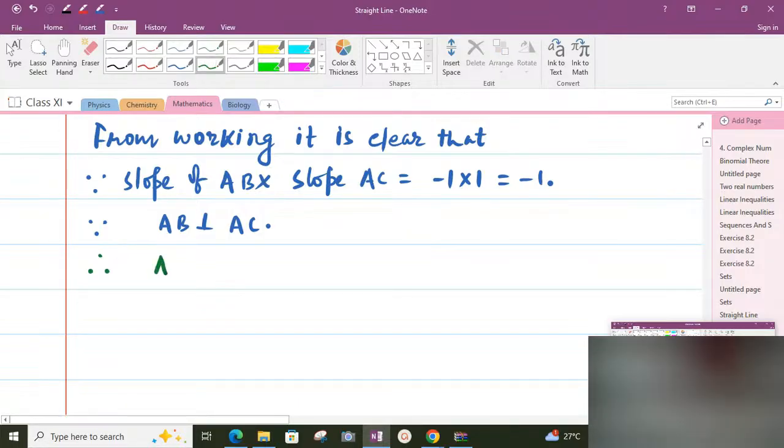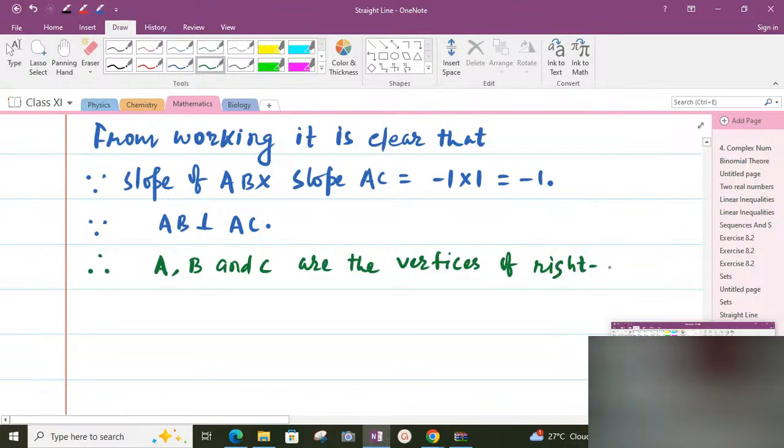Therefore, A, B, and C are the vertices of a right angle triangle. Hope there is no problem to understand the solution of this question. Let's see the next question, which is question number 7.